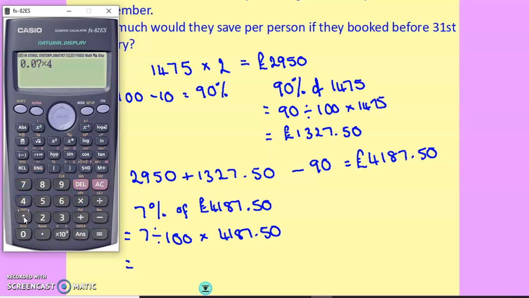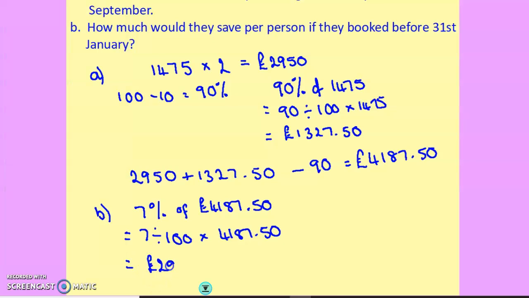Percent as ever, out of 100, 7%, 0.07, or 7 divided by 100, times 4187.5 is £293 and 13 pence. That's how much they would save in total.